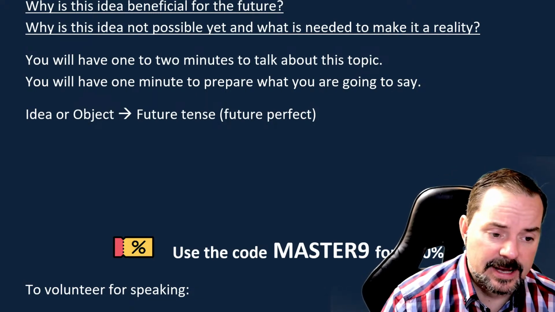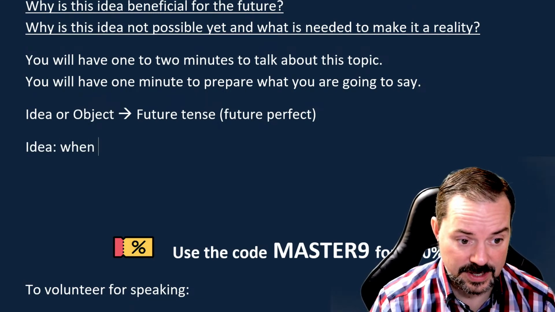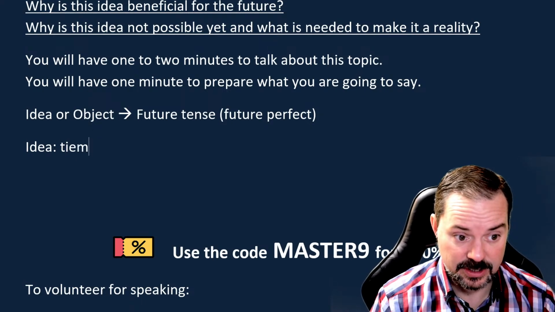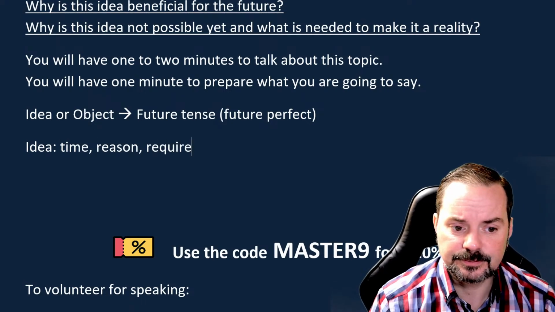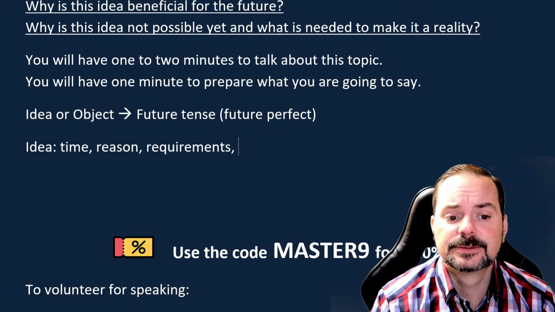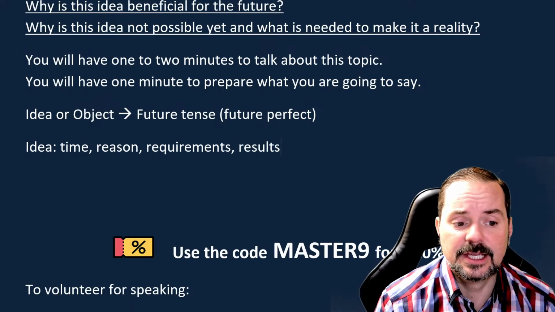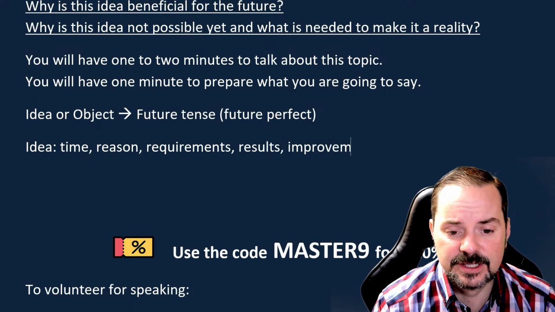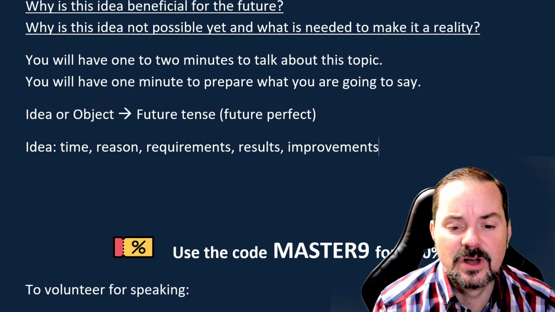If we're talking about an idea, we have to talk about when we had the idea, so the time. And we have to talk about the reason, the requirements, okay, and the results, at least. Okay, and maybe some improvements, which might be tricky because these ideas have not yet come to existence.